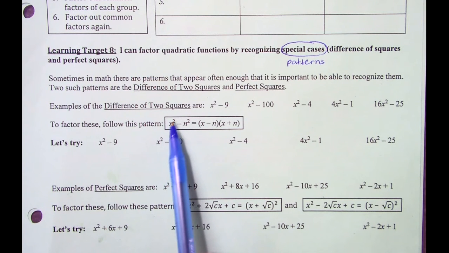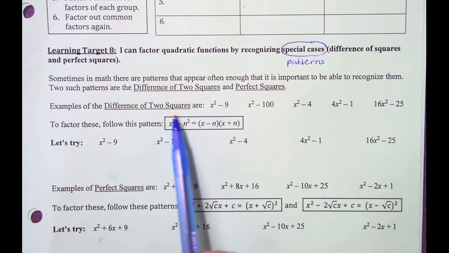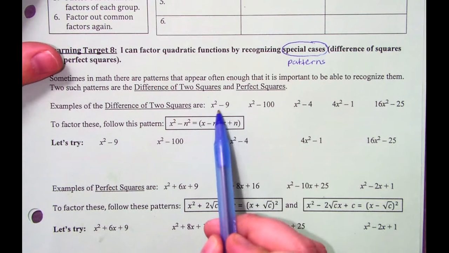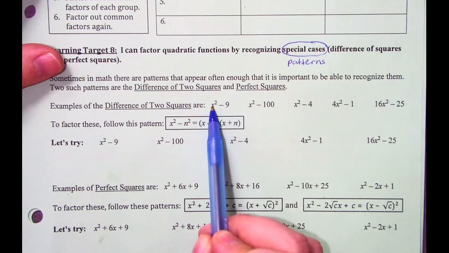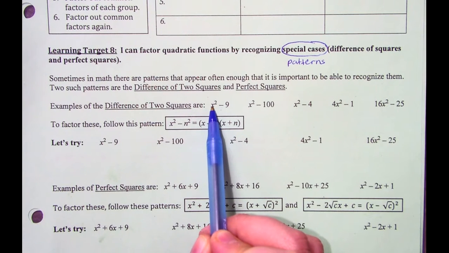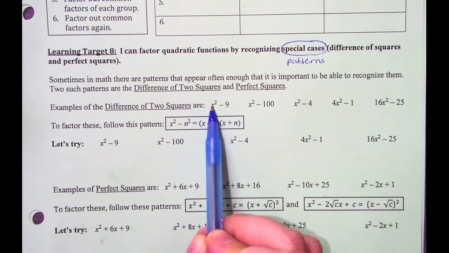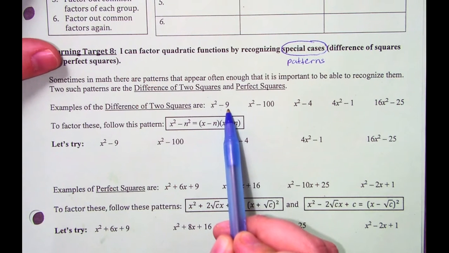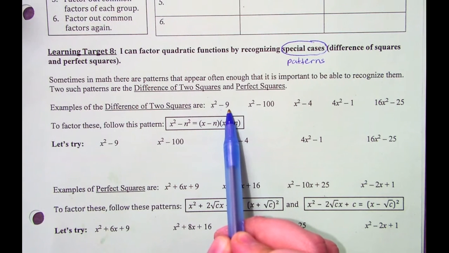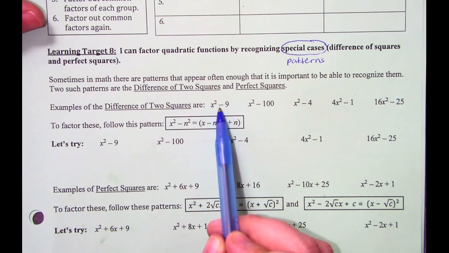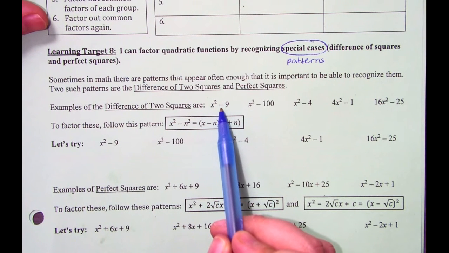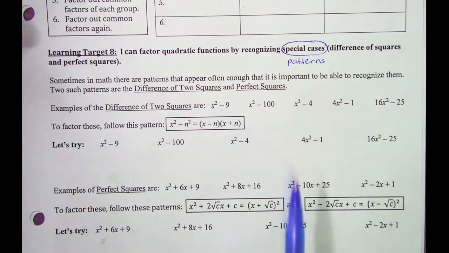The difference of two squares is an easy one to remember because it literally is the difference, that's the minus sign right there, of two perfect squares. X squared is a perfect square because it is x squared, and 9 is a perfect square because it is 3 squared. So we have this difference, that's the minus sign, of two squares. It cannot be the sum of two squares. This cannot be a plus sign right here. It has to be minus for this to work.